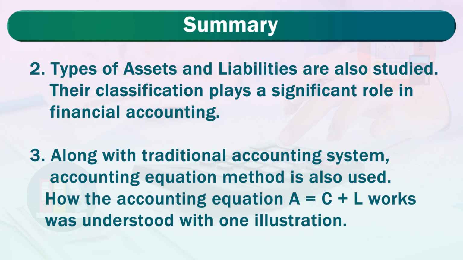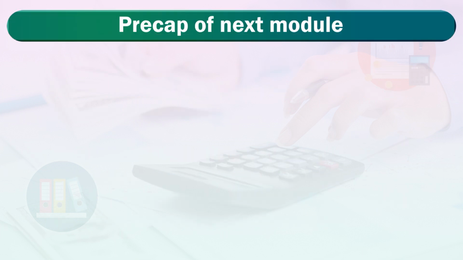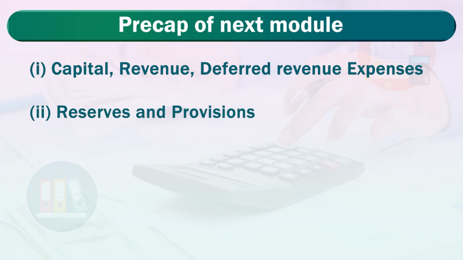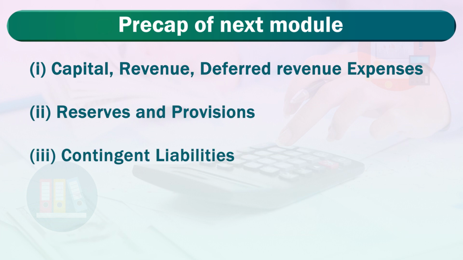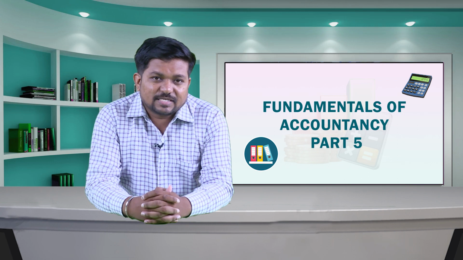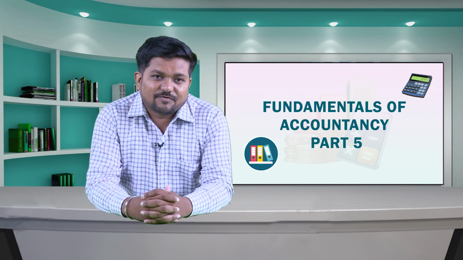How the accounting equation, that is A equals C plus L, works was understood with one illustration as well. Now, in the next module, that is part B of unit 1, we will discuss capital, revenue, deferred revenue expenses, reserves and provisions, and what are contingent liabilities. For better understanding of the next module, you are advised to refresh all 5 modules of fundamentals of accountancy.